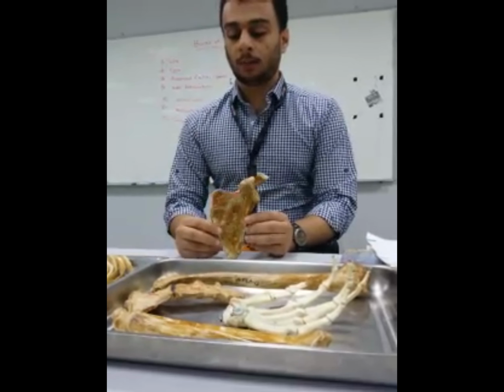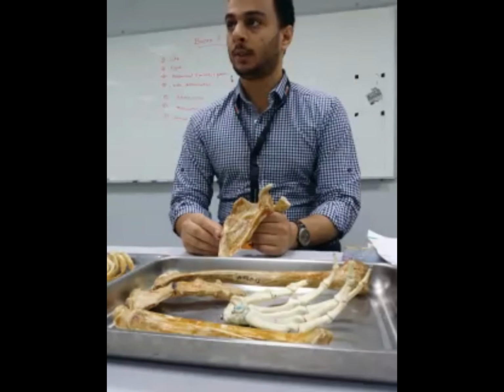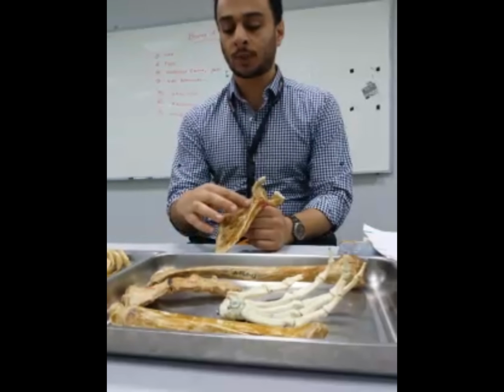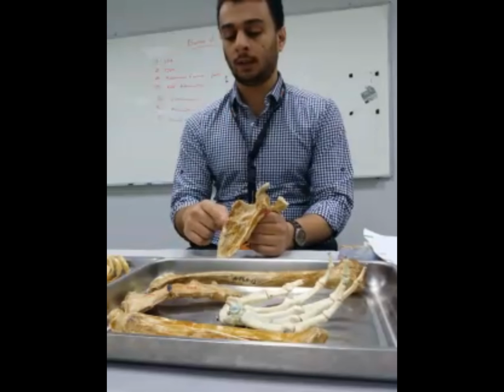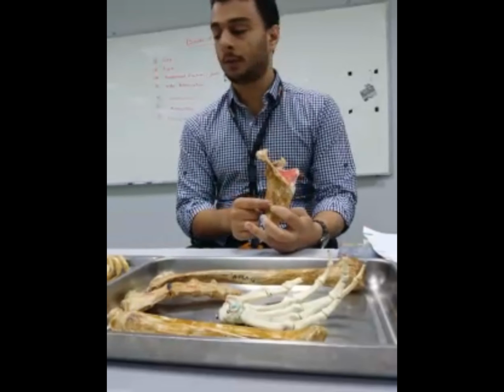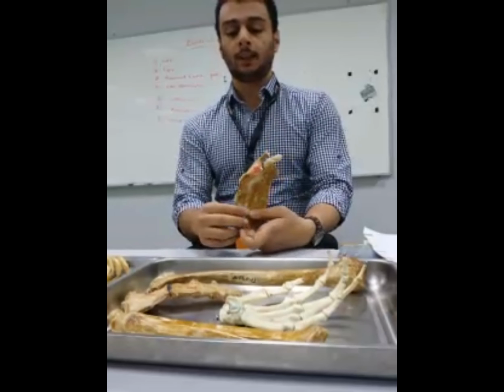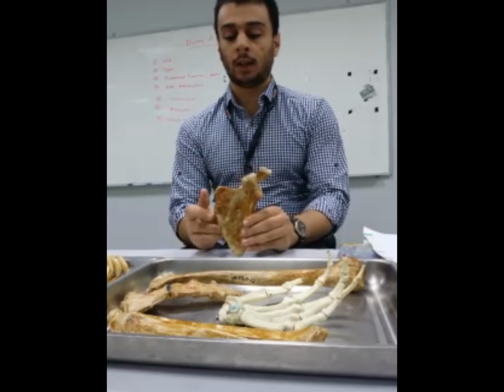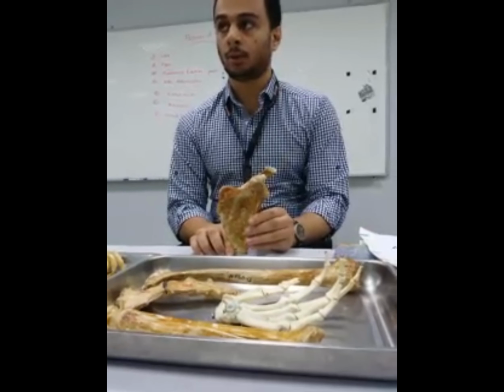So first we go by the fossae. So each fossa will be having the name of the muscle that will be named by the fossa. So subscapular fossa, subscapularis muscle here. And then supraspinous fossa, supraspinatus muscle, and then we have infraspinatus. Then we go to the borders. So we have here the lateral border, and we have also the medial border.